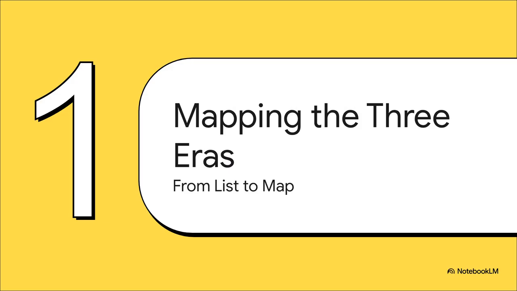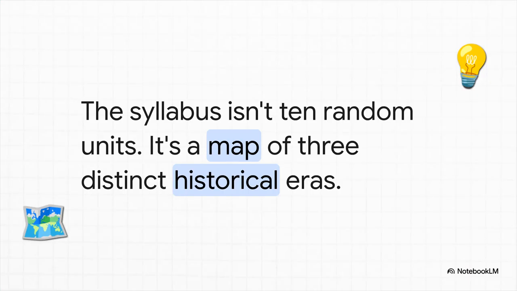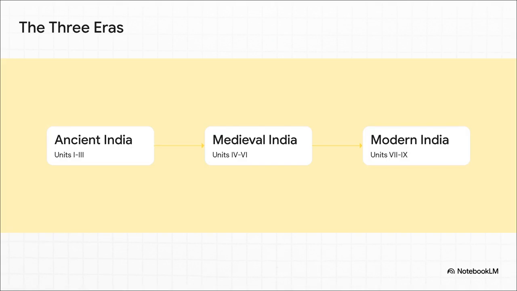Okay, first things first, we're going to completely change how you look at this thing. Think of it less like a list and more like a map. This is the first big aha moment. Just forget about the 10 units for a second. Seriously. Instead, look at units 1 through 9 as a single story, a big, epic story told in 3 parts.